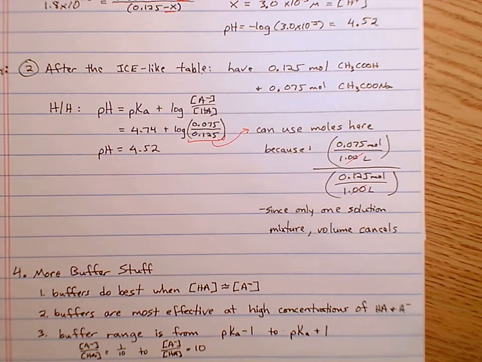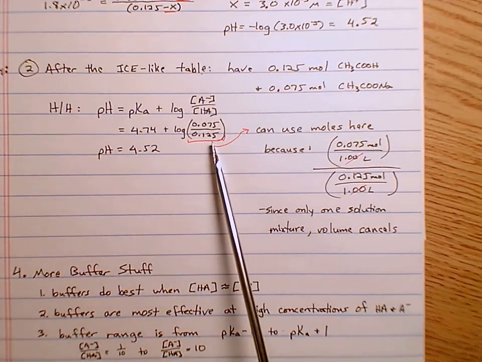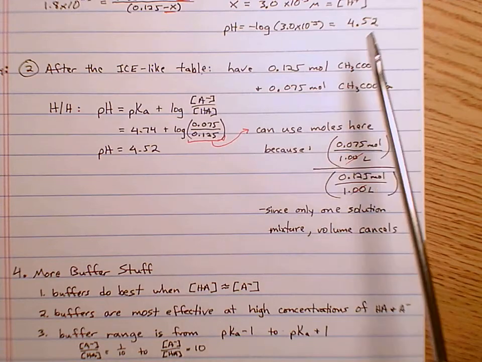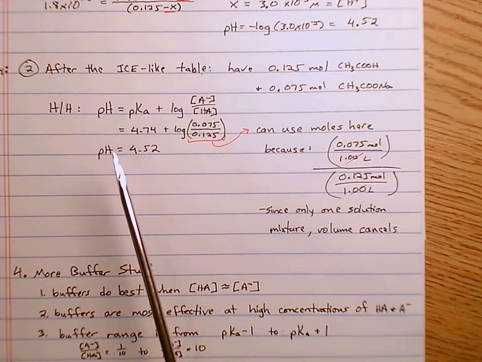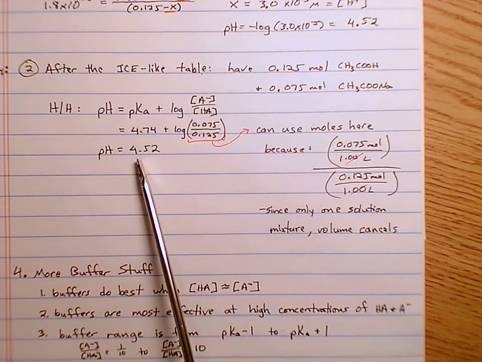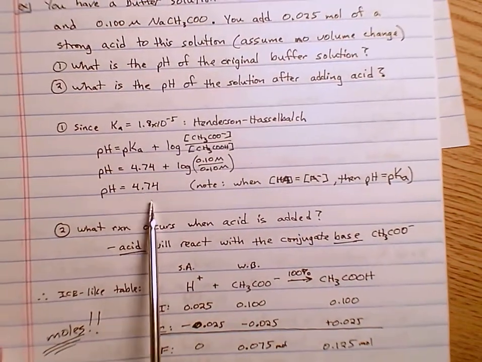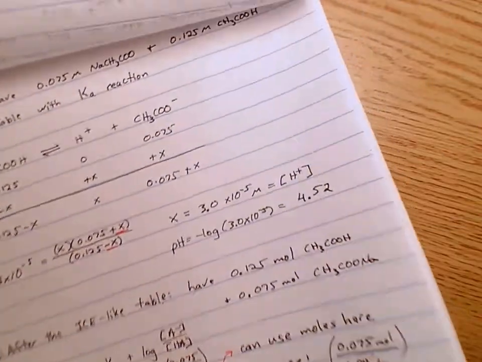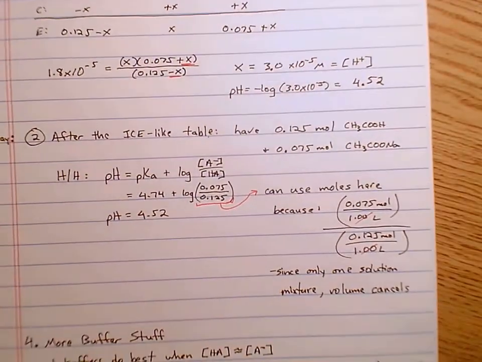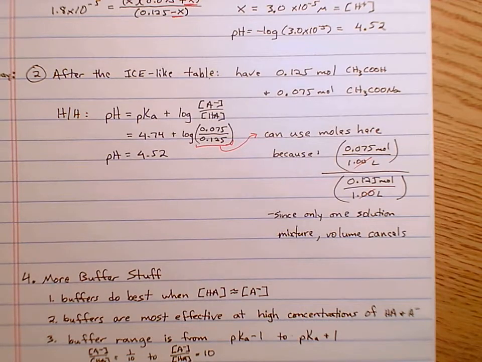You do not actually have to go from the number of moles at the end of your ICE-like table into molarity. You can just stick the moles in here, and our pH is 4.52, the same thing we got here. And note, we added some acid. We added 0.025 moles of acid, and the pH is now 4.52, but our original pH of our solution on the previous page was 4.74. So adding some acid dropped it from 4.74 to 4.52, only about 0.2 pH units when we added some strong acid to it. All right.